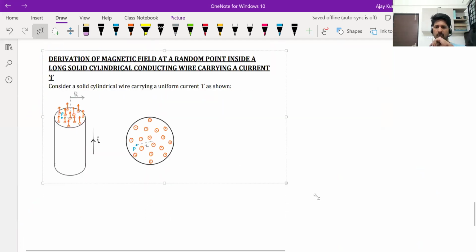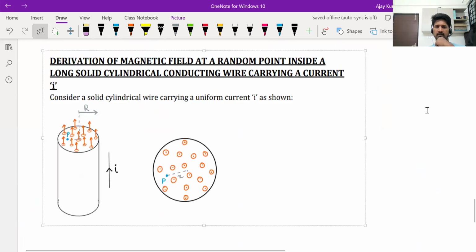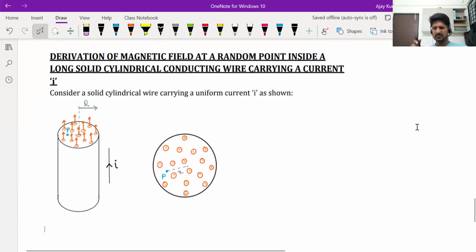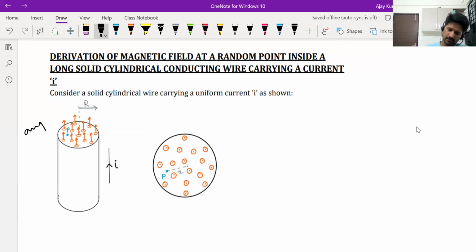Magnetic field at a random point inside a long cylindrical conducting wire carrying a current I. Okay, so there is a thick wire, the wire's radius is R, and there's a current I flowing through that wire. You can see the currents flowing. Total current is I. This is when viewed from an angle, and this is the top view. You need to calculate the magnetic field produced by this current inside the wire at a point P.